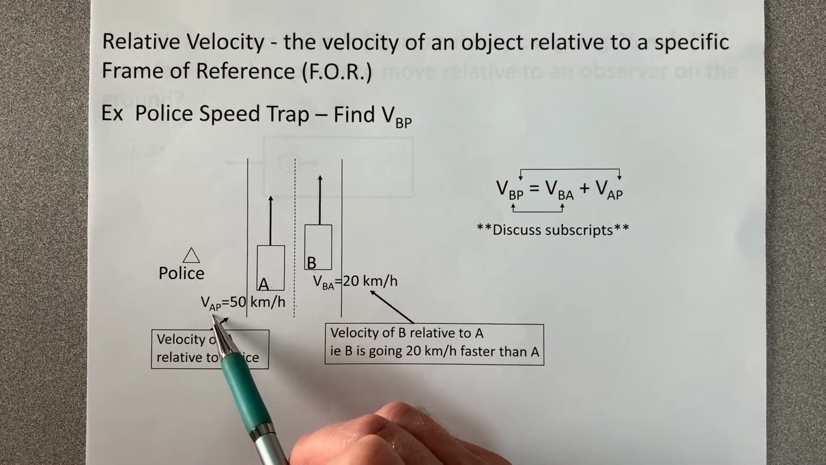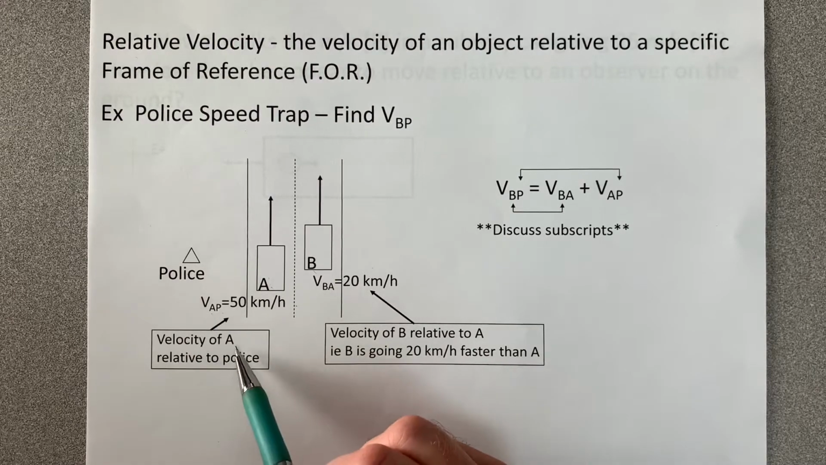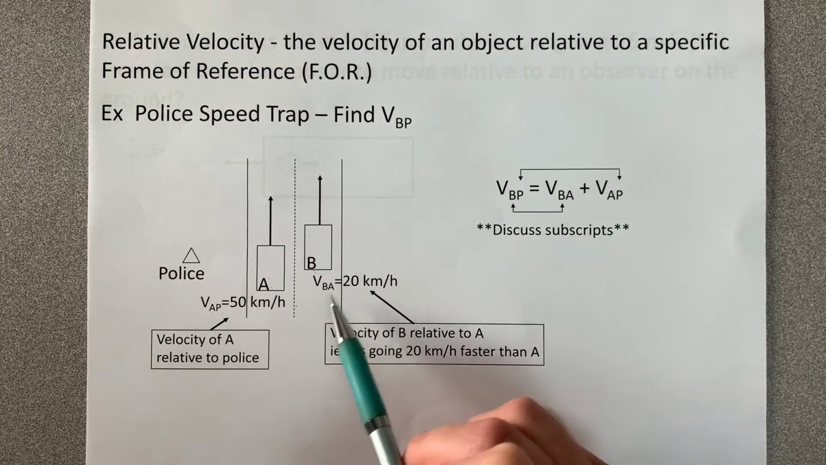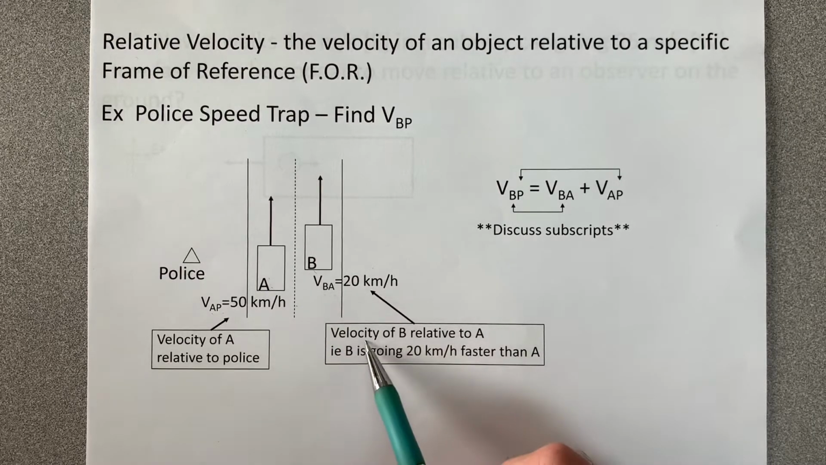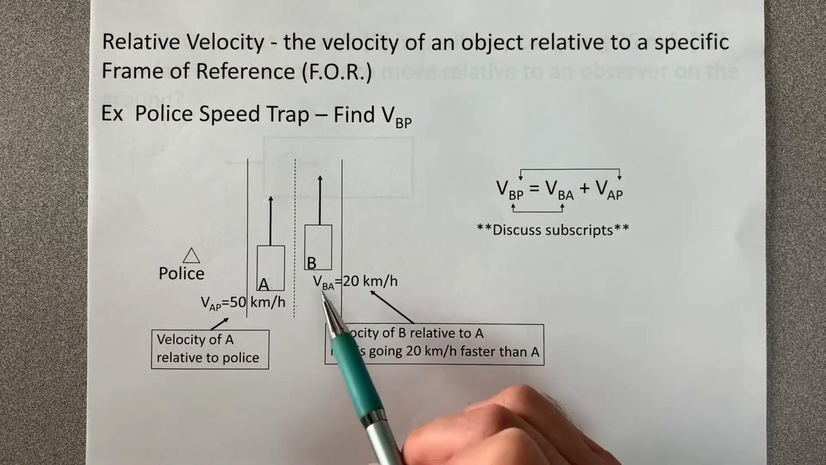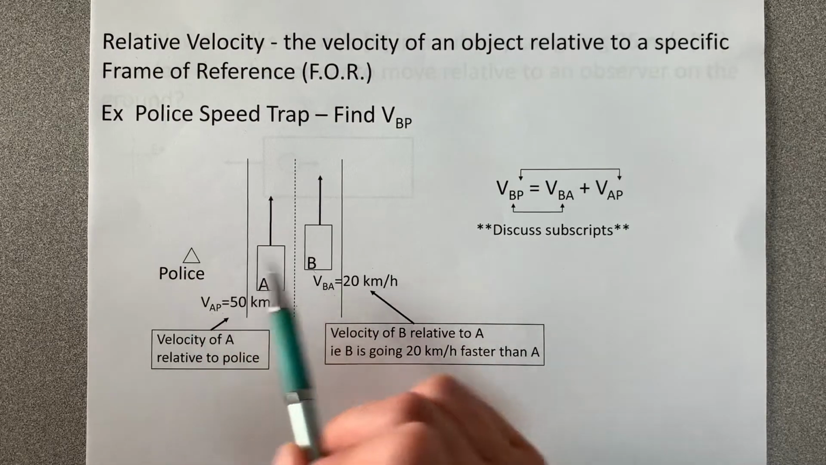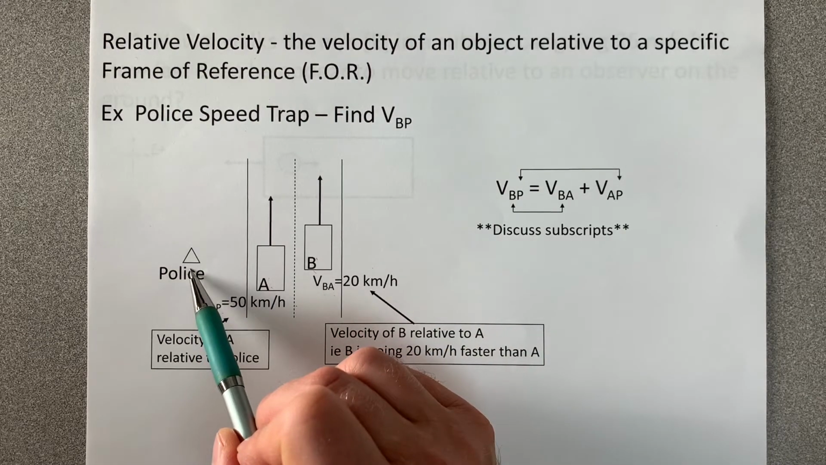What the subscript here means is how fast is car A going relative to the police officer? So the velocity of A relative to the police. This subscript here shows how fast B is going, but relative to A. So the velocity of B relative to A, in this case, is 20 kilometers per hour faster than A. What we want to know is how fast is B going relative to the police officer.